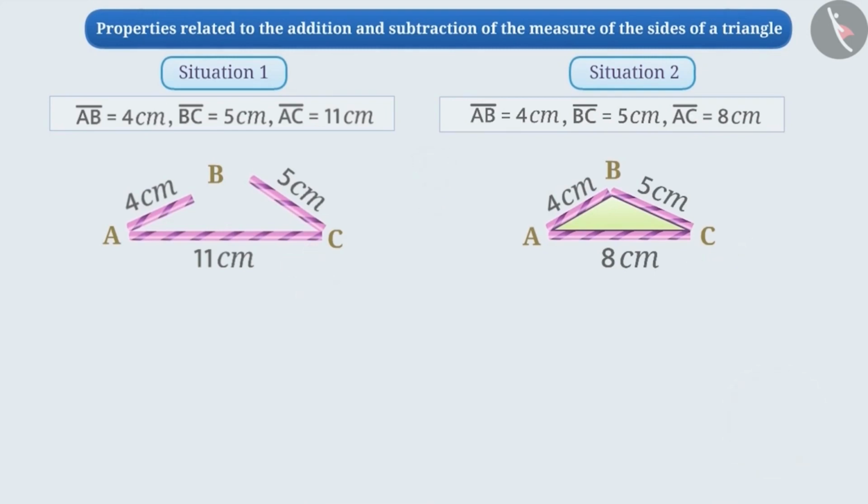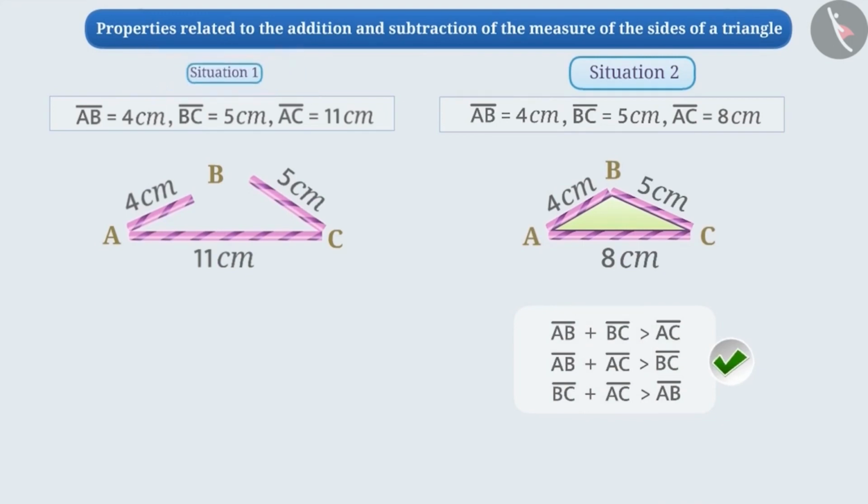Let me tell you. If we look at the second situation, we see that the sum of the measure of any two sides of this triangle is greater than the length of the third side. That is, AB plus BC is greater than AC, AB plus AC is greater than BC, and BC plus AC is greater than AB. And we are able to draw a triangle ABC in this situation.